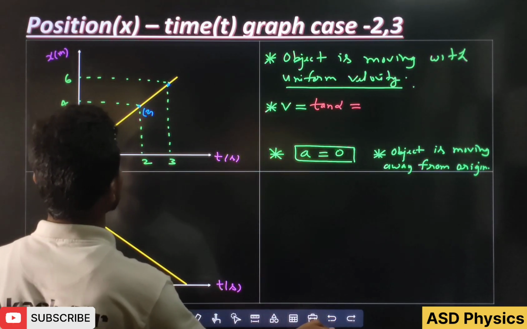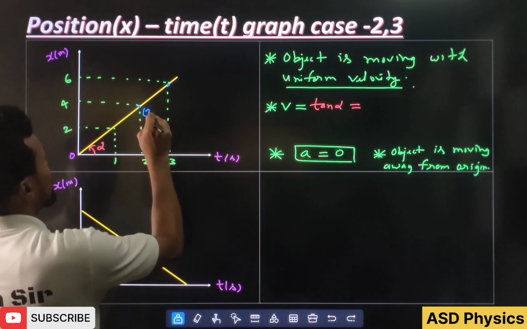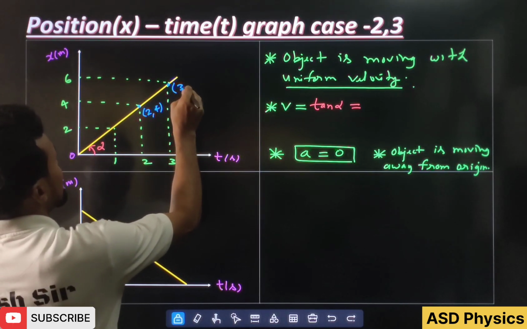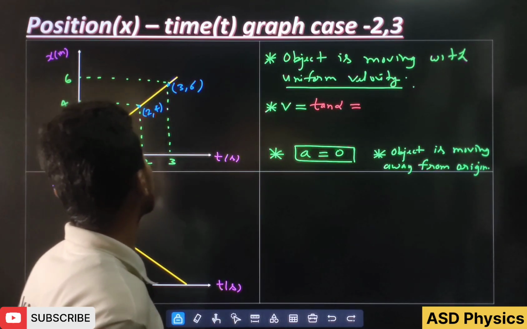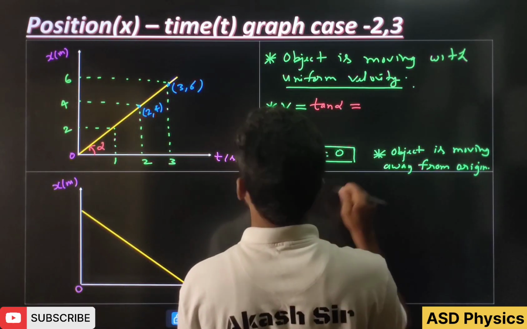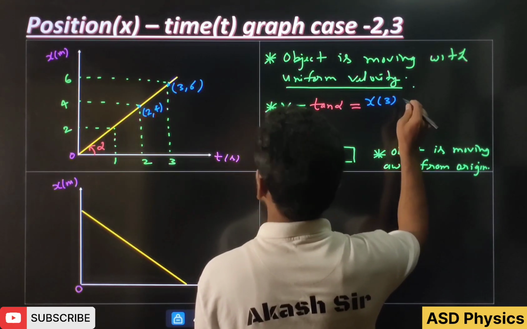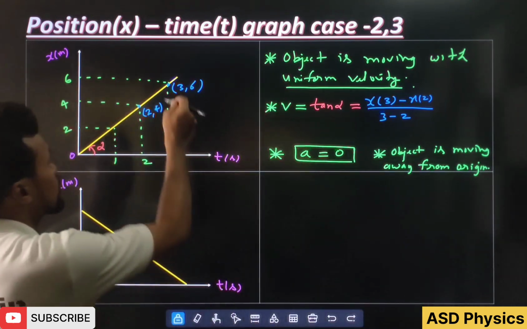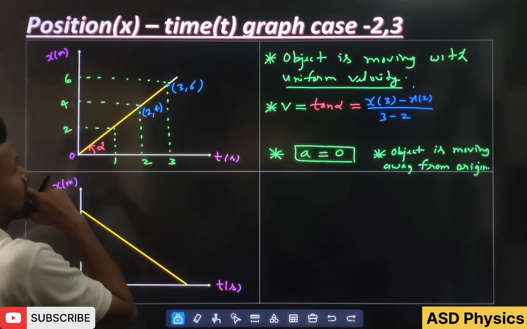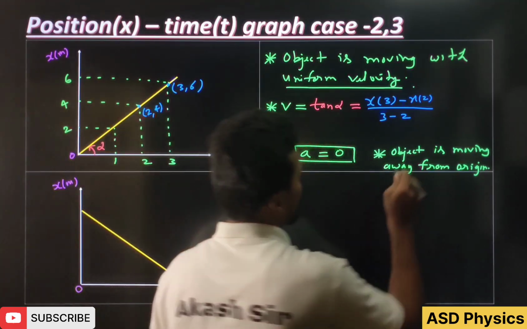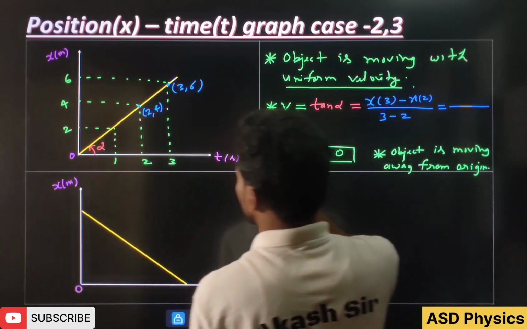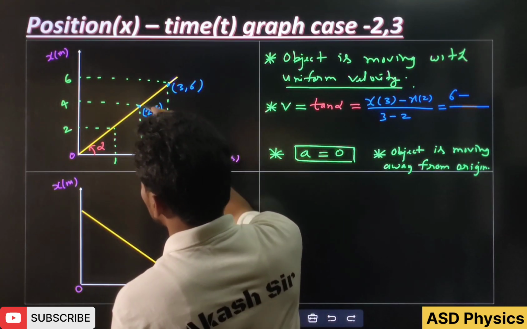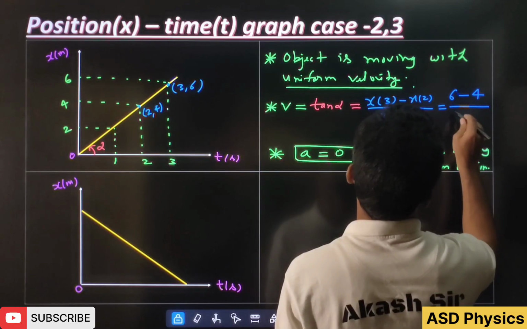The coordinates of the first point are 2, 4. And the coordinates of the other point are 3, 6. So I can write x3 minus x2 by 3 minus 2. That means position at t equal to 3 minus position at t equal to 2, divided by 3 minus 2. This is the way to calculate the average velocity. At t equal to 3, the x value is 6, minus at t equal to 2, the x value 4, so 6 minus 4 by 3 minus 2.